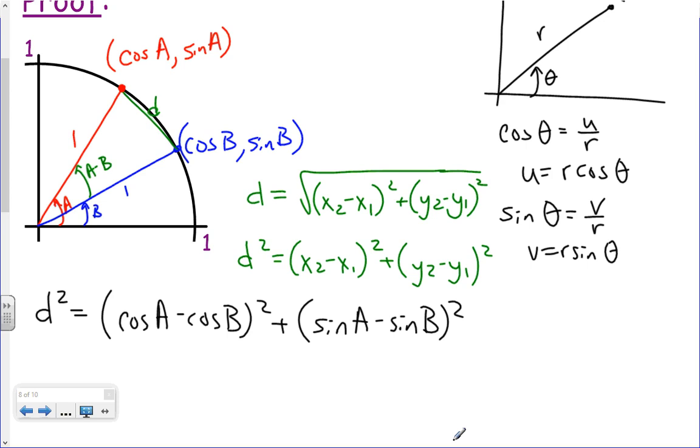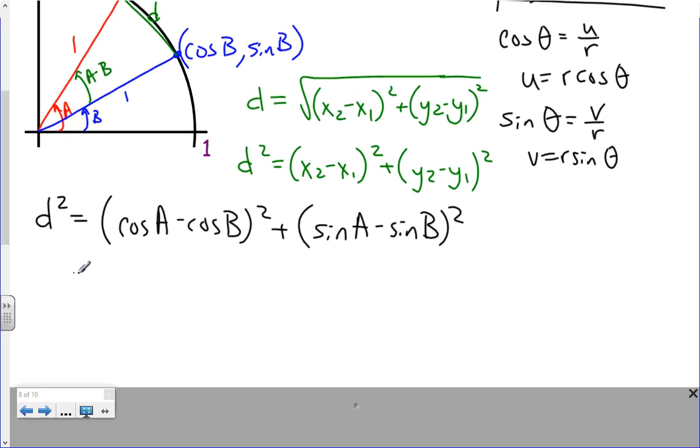All right, so now I've got a little bit of algebra to do. I've got two binomials here. We're going to square each of those and see what we end up with. So when I take the cosine of A minus the cosine of B and square that out, remember you're going to get a trinomial. There'll be a middle term that shows up here. So you have cosine squared of A, minus 2 times the cosine of A cosine of B, and then plus the cosine squared of B. So that's what I get when I square out that first binomial.